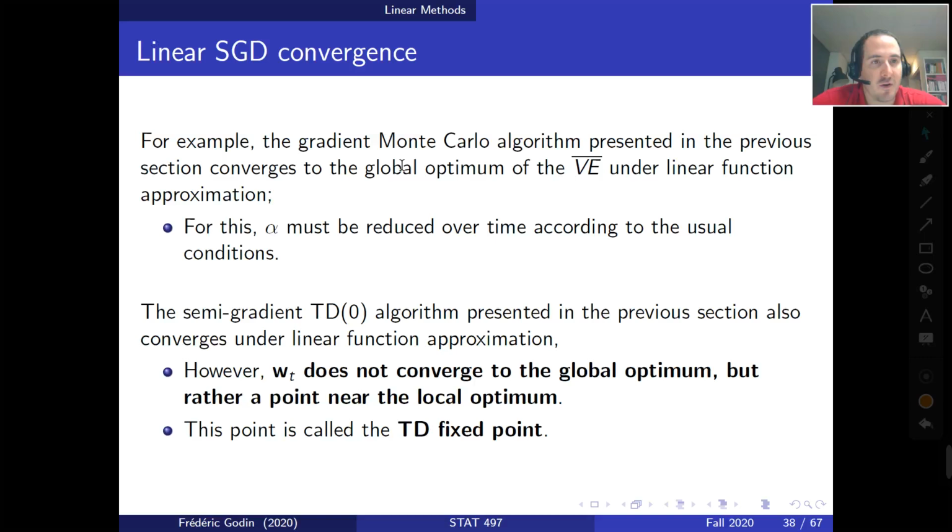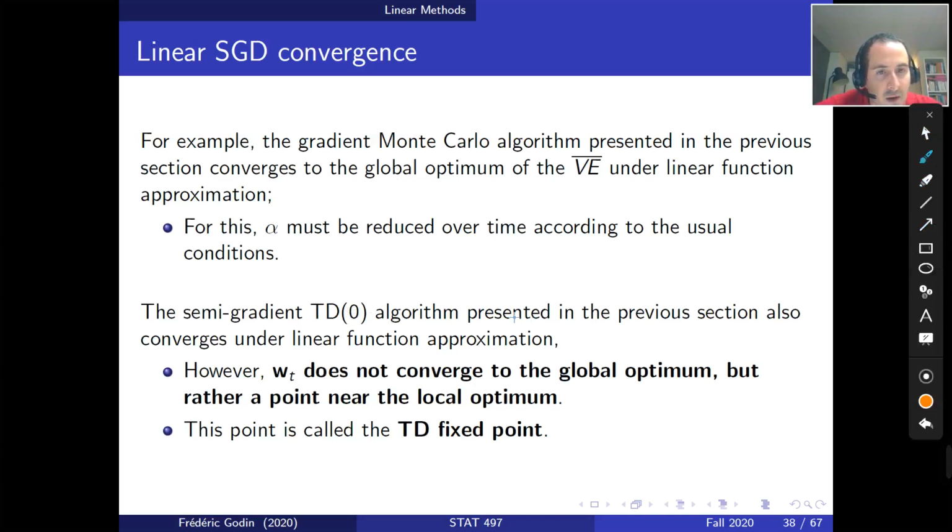And why do we have convergence in the Monte Carlo case? It's because we can recall from previous chapters that the Monte Carlo target is unbiased. The expected value of the target is the true value function. So in that case, we can show that there's genuine convergence to the correct value. But as we discussed earlier, Monte Carlo targets are often very variable for many practical problems. So instead, we could consider a TD0 target.